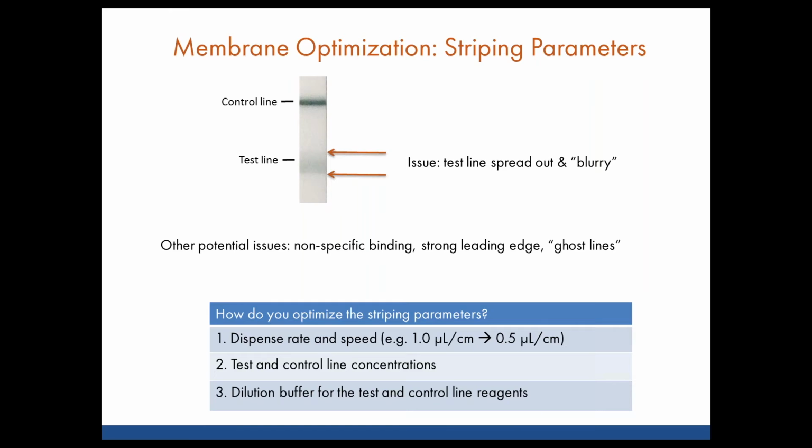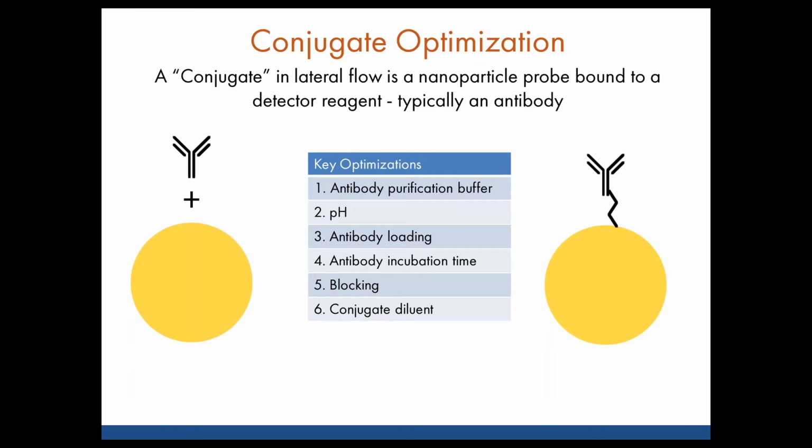The other potential issues are nonspecific binding, a strong leading edge, and ghost lines, which can be improved by adjusting the test and control line concentrations and adjusting your dilution buffer of the reagents. The dilution buffer can be adjusted by changing the salt content, buffer molarity, and addition of small concentrations of additives to stabilize your protein. The next topic we'll cover today is conjugate optimization.